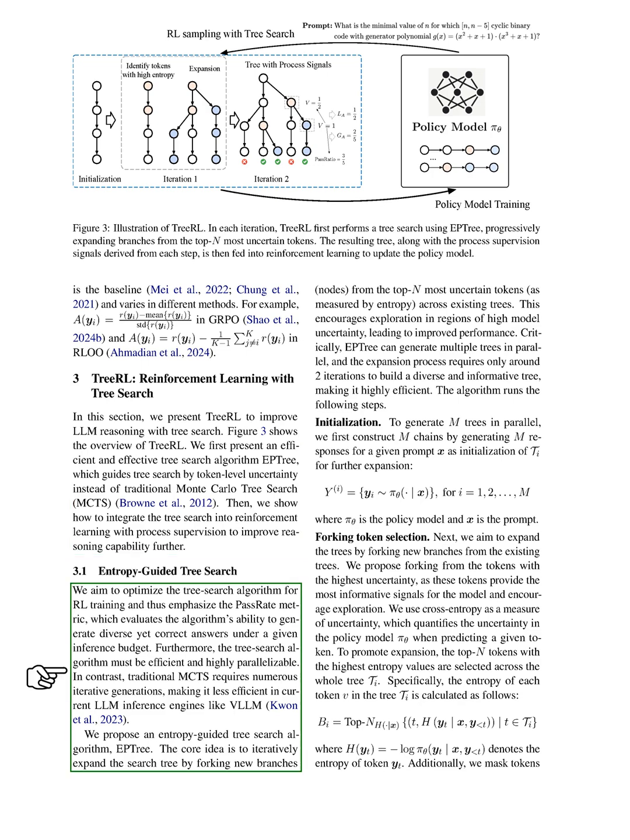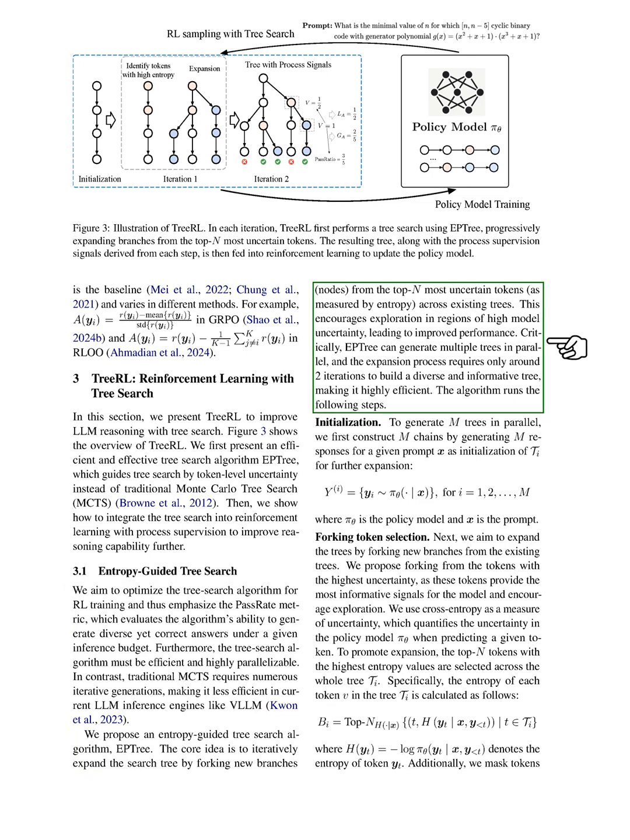Our goal is to optimize the tree search for reinforcement learning training, focusing on the pass rate metric. This metric assesses how well the algorithm can produce diverse yet correct answers within a set inference budget. We also ensure that our tree search algorithm is efficient and can run in parallel. Unlike traditional MCTS, which requires many iterations and is less efficient for current LLM inference engines, EP-tree is designed to be more effective.